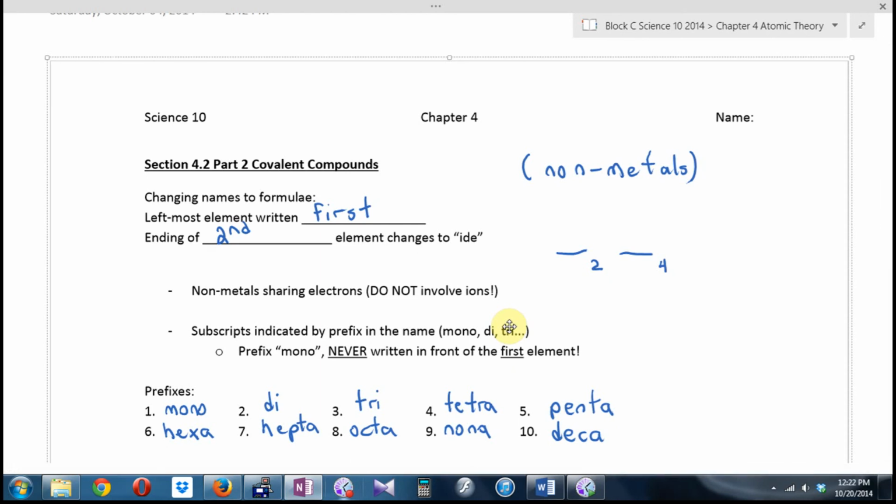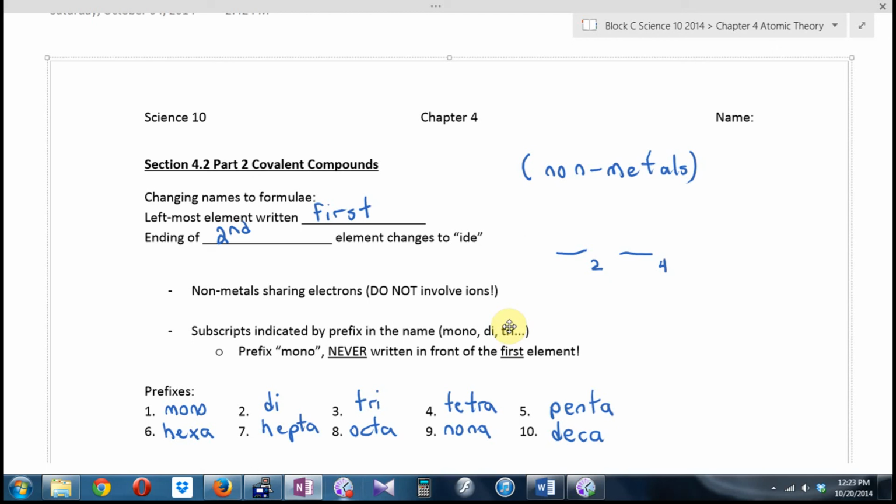Except there is one non-metal ionic compound. It's on the back of your pink sheet in the polyatomic ions. Can you look at the back of your pink sheet? What's the one positive polyatomic ion?